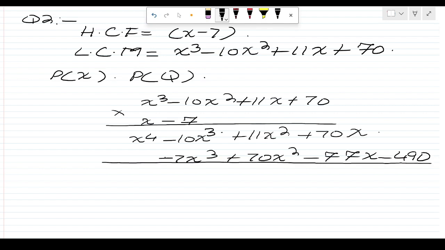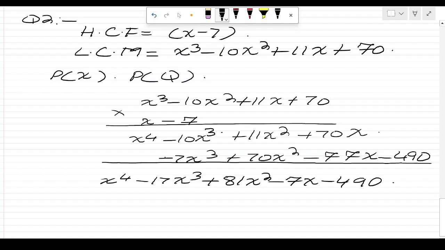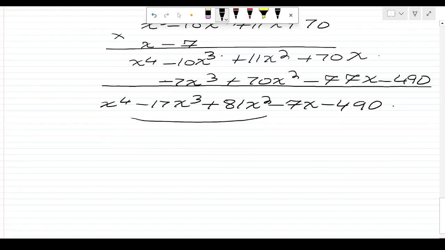So x power 4 will just remain as the same. And then we will write 17x cube plus 81x square minus 7x, and then negative 490 will just remain as the same. So now this is our answer. This is the product of p of x and q of x. Now let's move on to the third question.